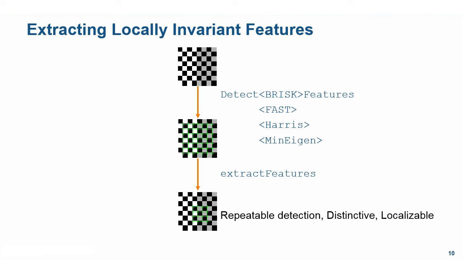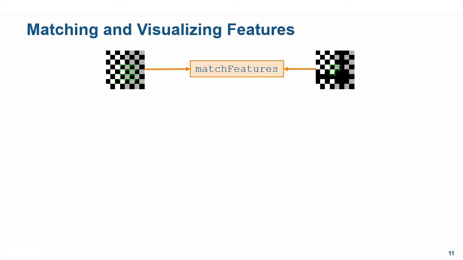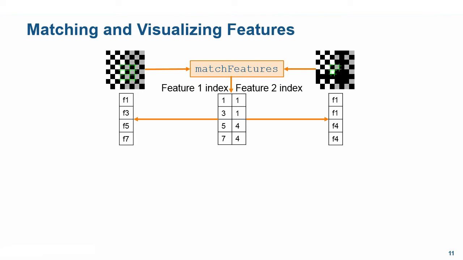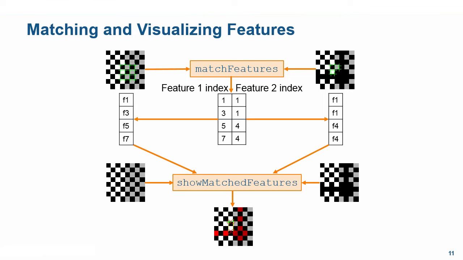For the already detected corners of an image, you can extract feature descriptors using the extractFeatures function. Once you have extracted the features, you can match the features between two input feature sets using the matchFeatures function. This function returns the indices of the matching features. You can then visualize these matched features by feeding them to the showMatchedFeatures function. Let's go back to MATLAB to see how we can do this.